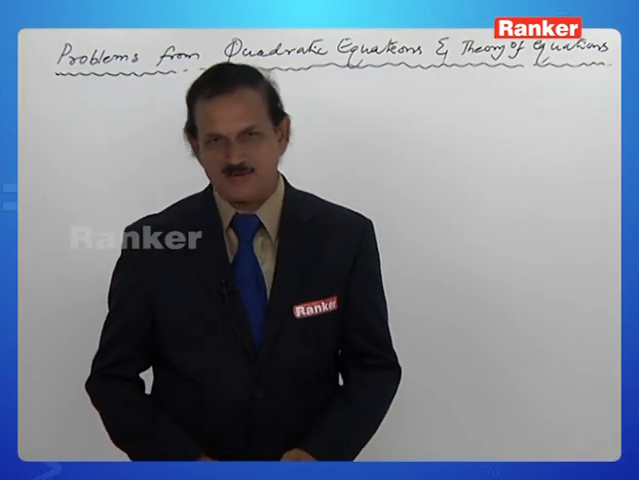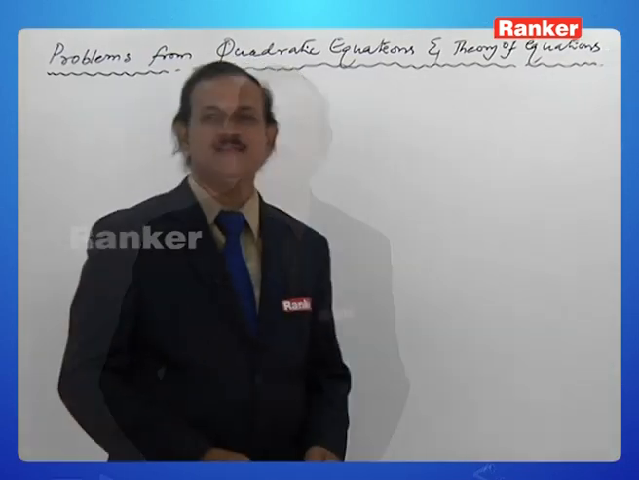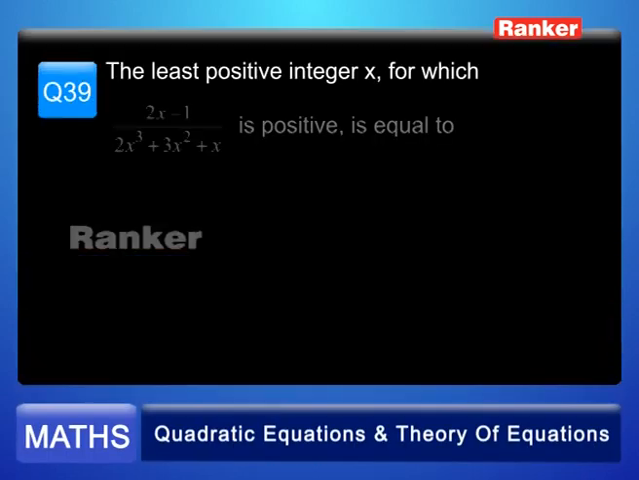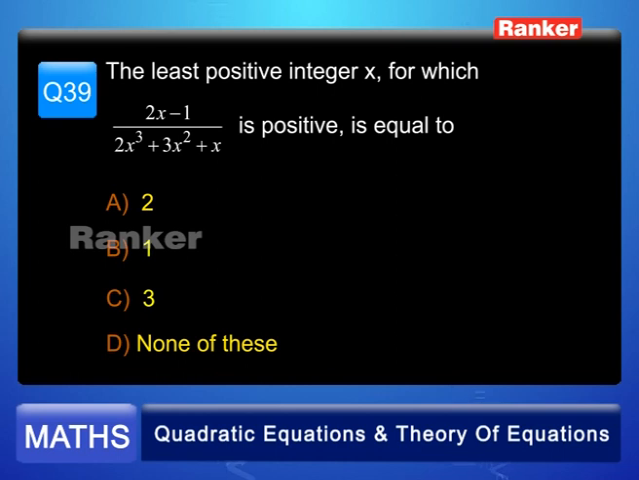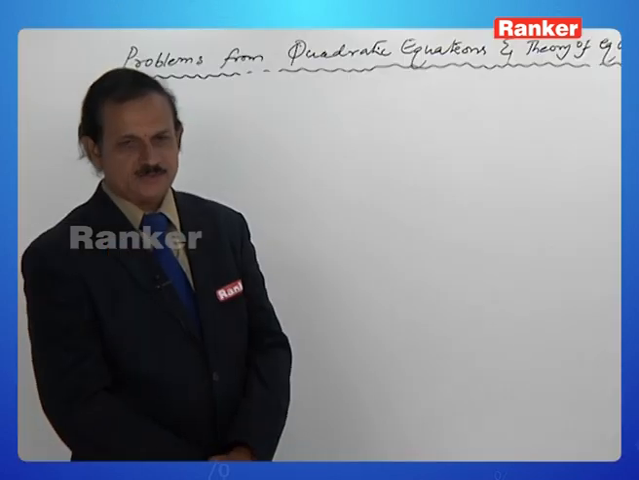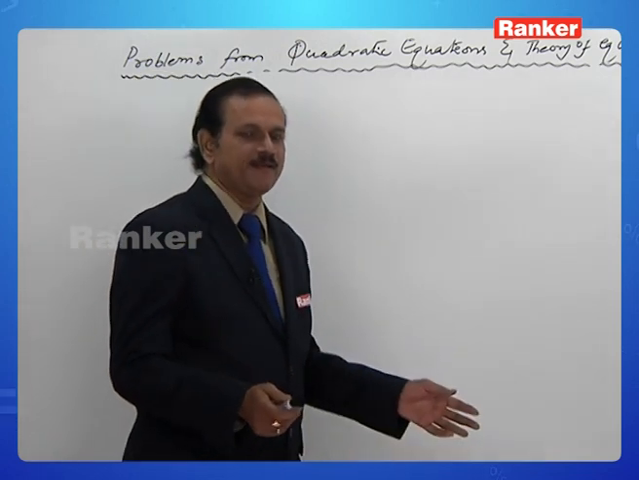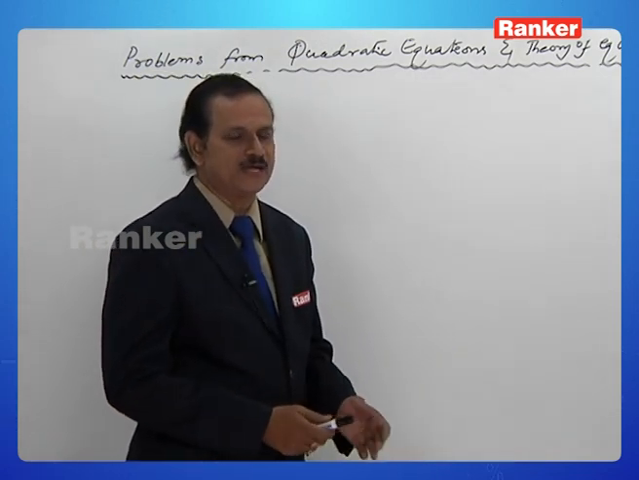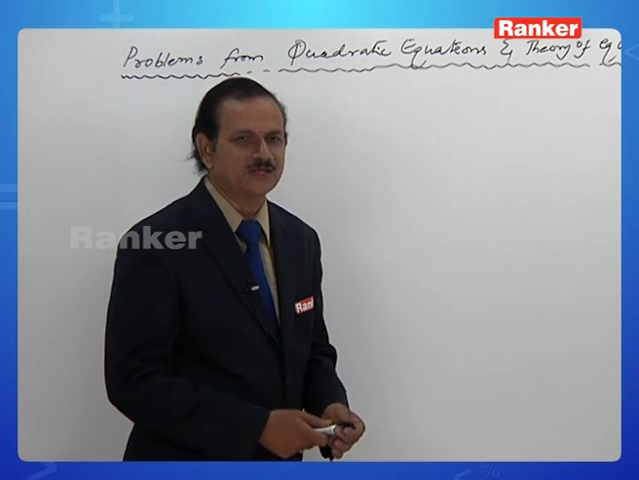The next question before us is question number 39. In this question, he is asking us the least positive integer x for which 2x minus 1 by 2x cube plus 3x squared plus x is positive is equal to. Option A is 2. Option B is 1, option C is 3, option D none. Actually we are not given the expression, we are given an inequality.